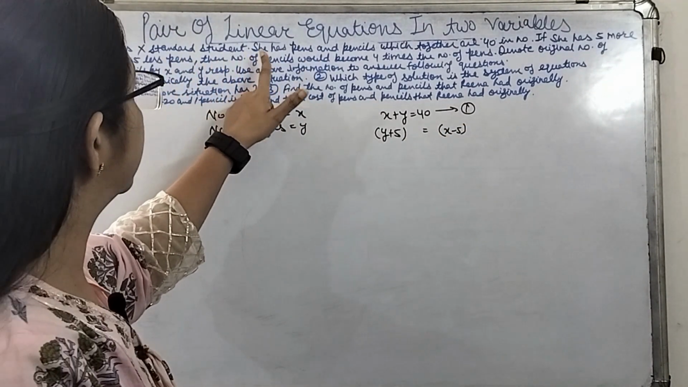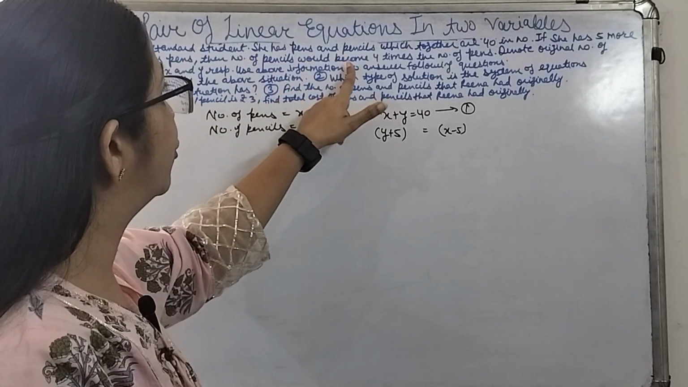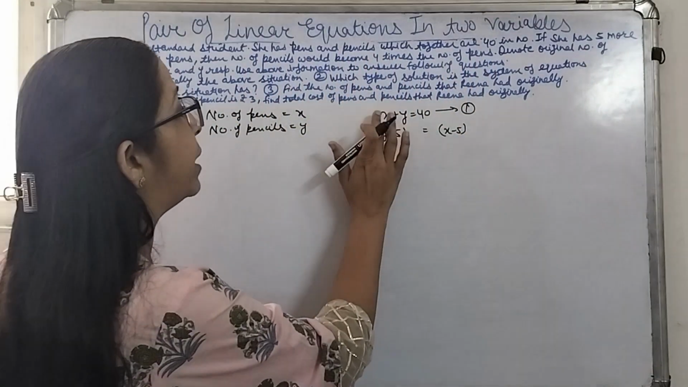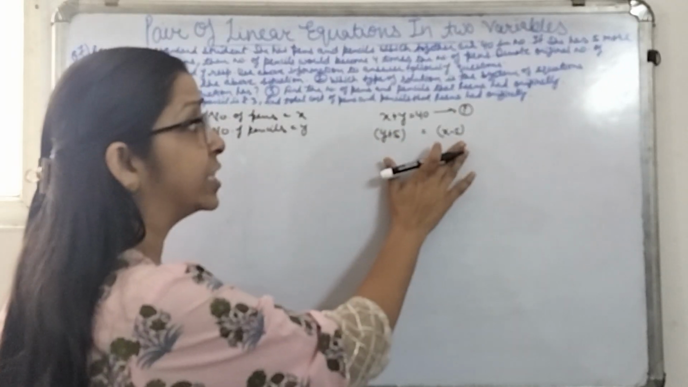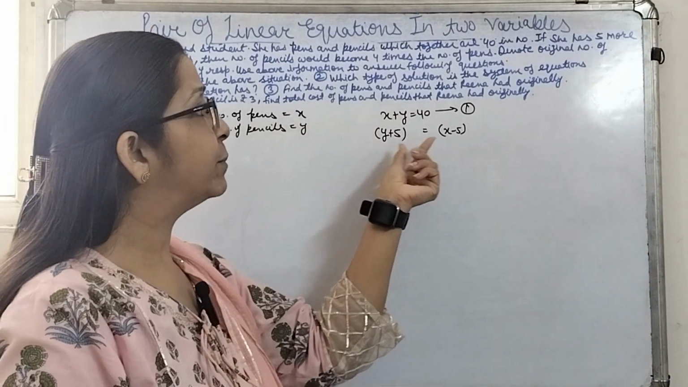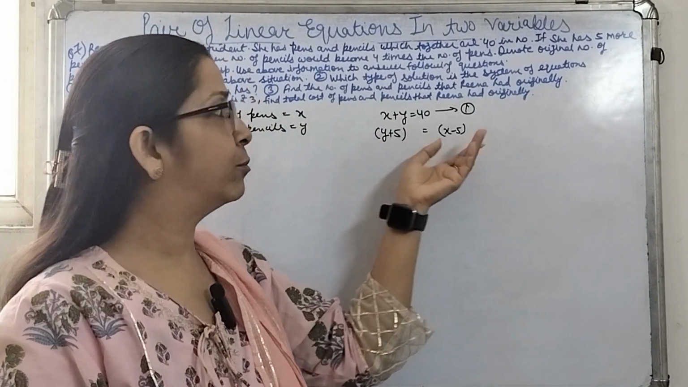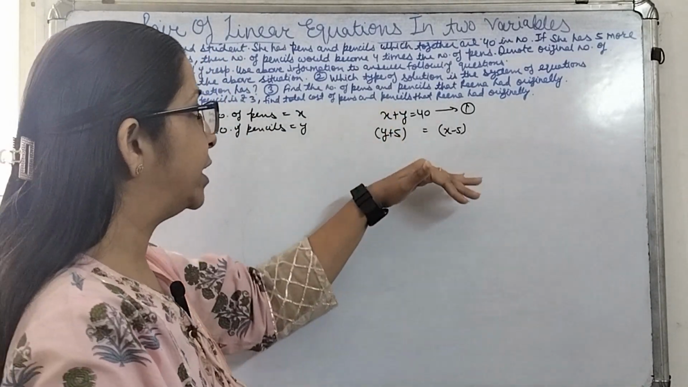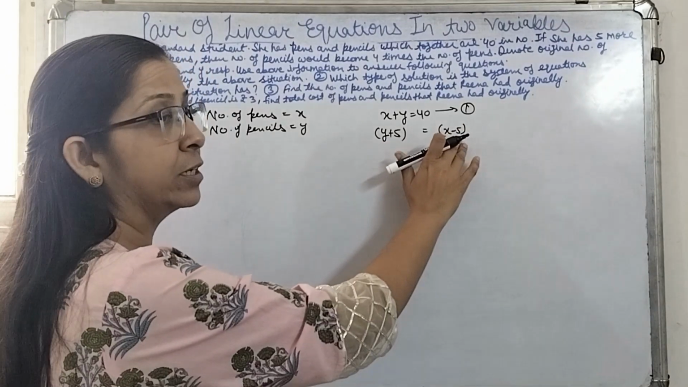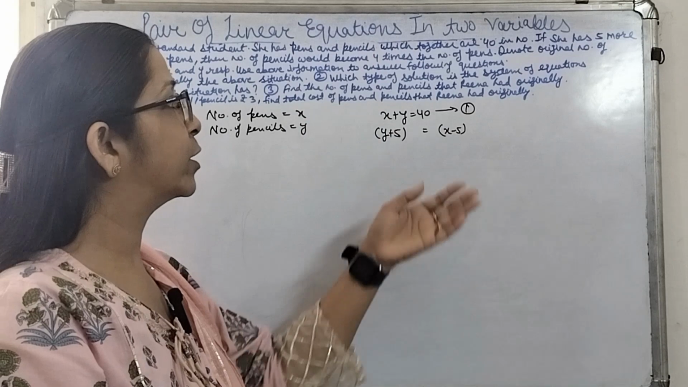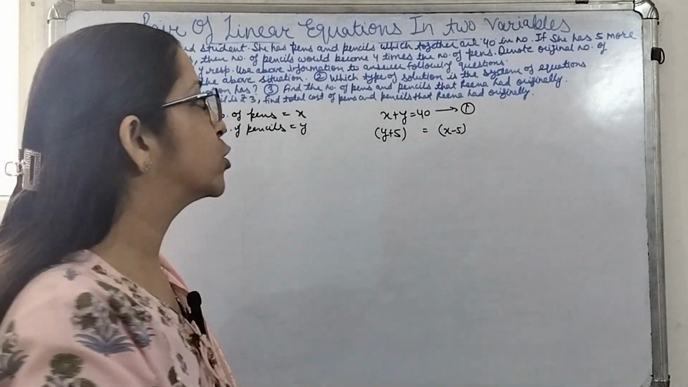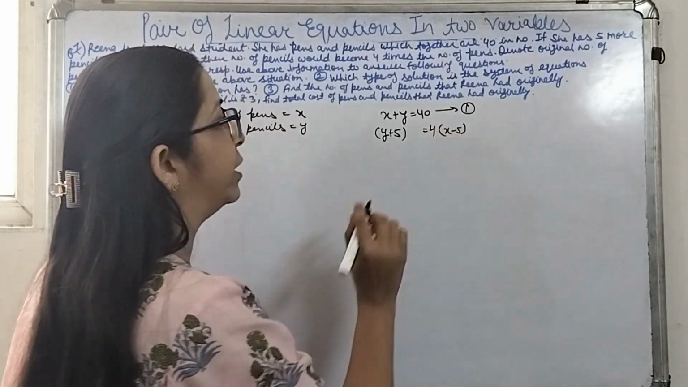Now if it is the case, then number of pencils would become 4 times the number of pens. That means this part will become 4 times of this part. If we are going to multiply this by 4, both of them will become equal. Right now, the condition is that this is 4 times of this. So when they will become equal, if we are going to multiply the RHS part by 4, both of them will become equal. So we will multiply it by 4.